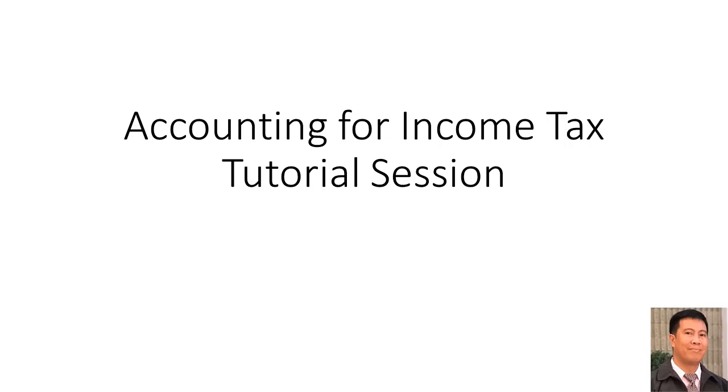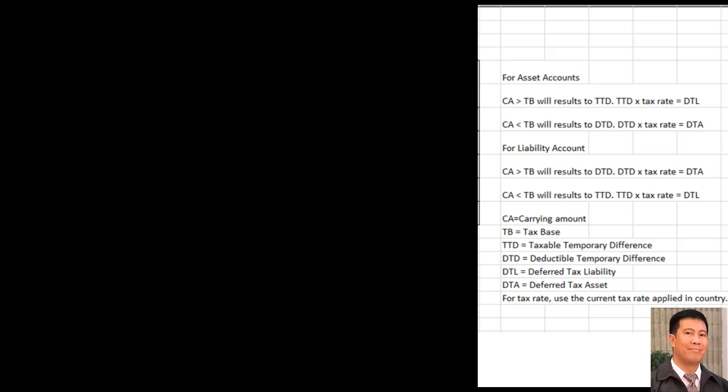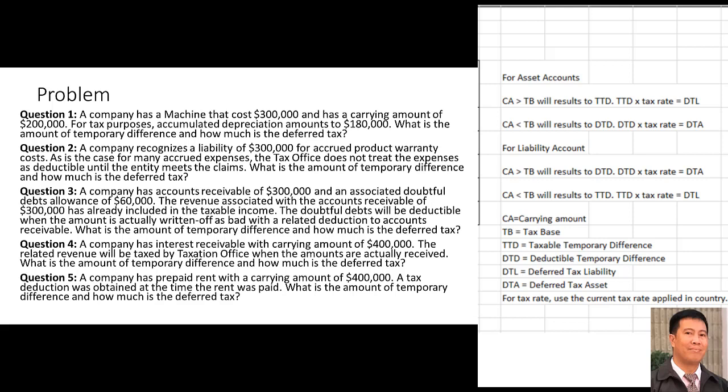Okay, so let's proceed to the next problem. You have to be familiar with the terms that I will use later on. If I say CA, that will be carrying amount. TB will be tax base, and deferred tax asset will be DTA. DTL will be deferred tax liability. Temporary difference, we have two types: taxable temporary difference, and DTD will be deductible temporary difference.